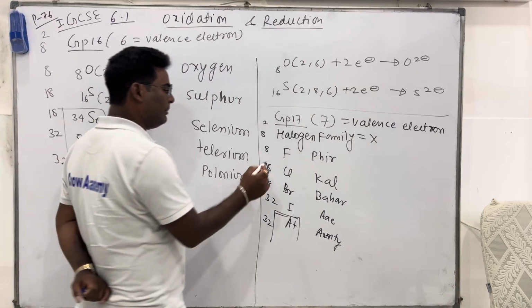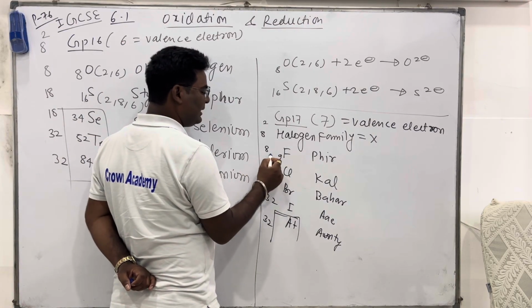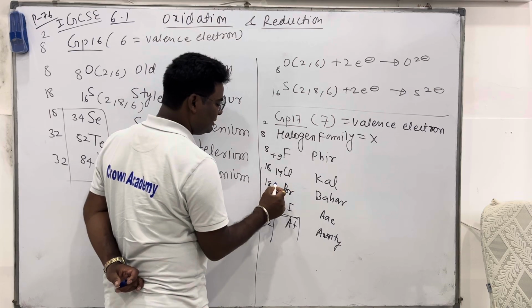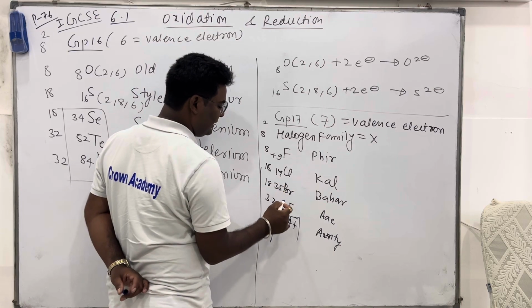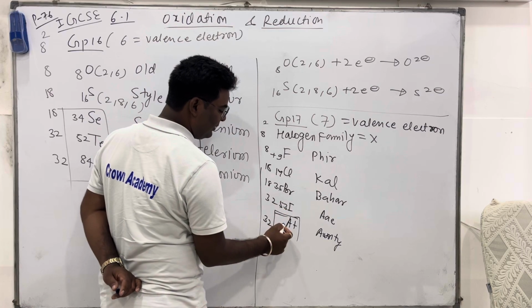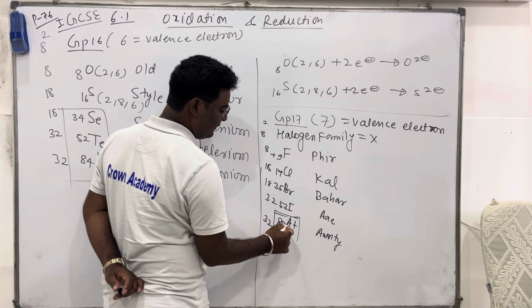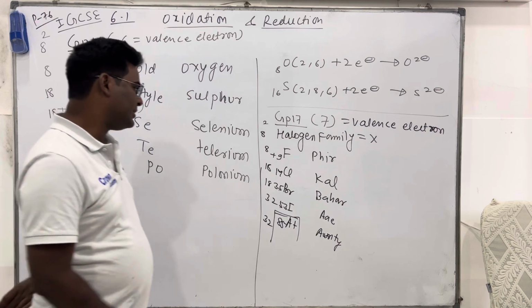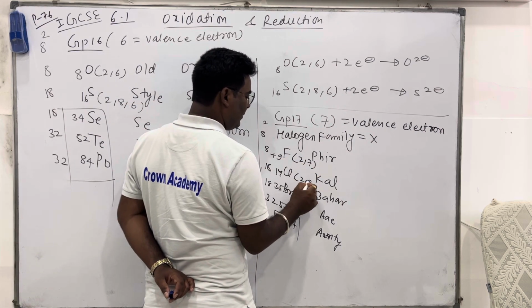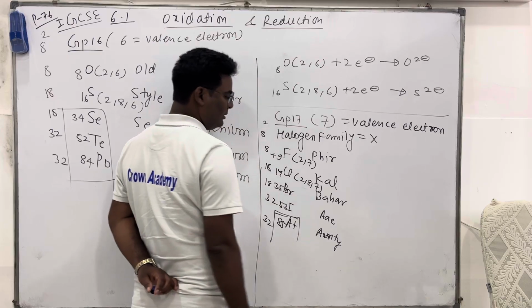Understood? So fluorine's atomic number is 9. 9 plus 8 is 17. 17 plus 18 is how much? 35. 35 plus 18 is 53. 53 plus 32 is 85. So distribute the electrons. So it is 9, so it is 2, 7. So it is 2, 8, 7.